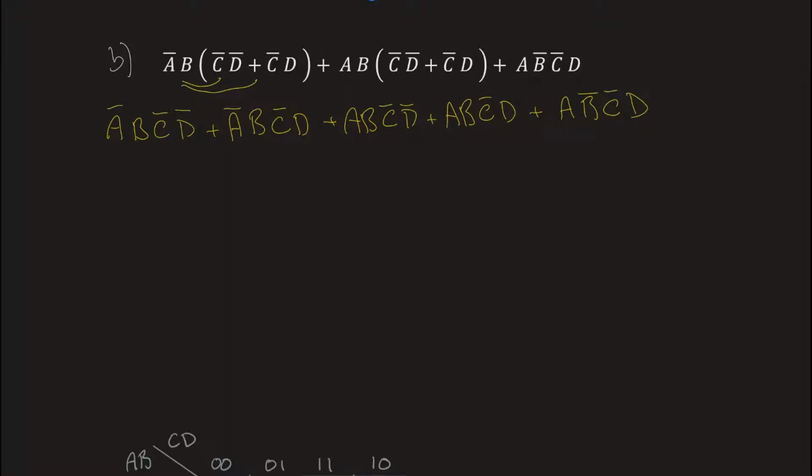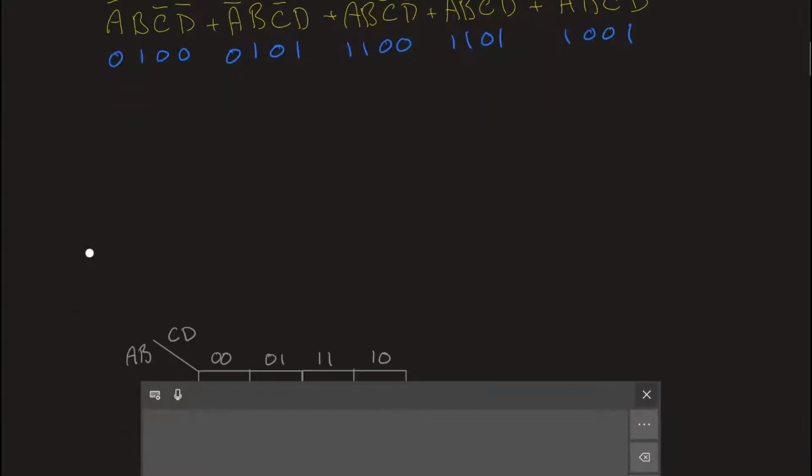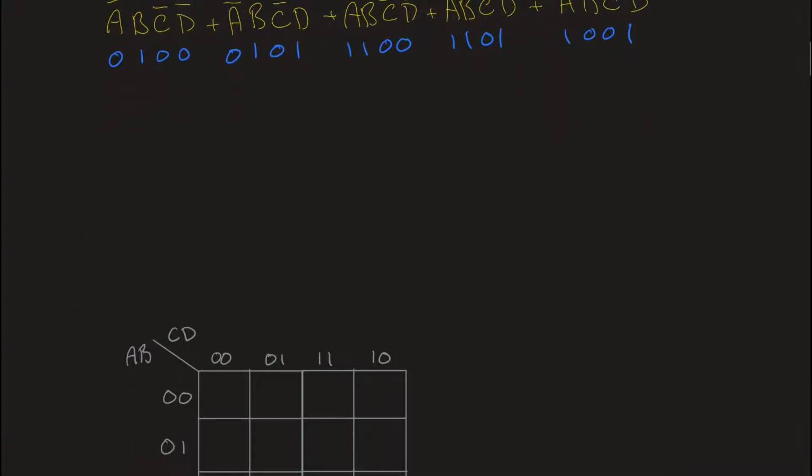Next question, is it in standard form? And it looks like it is, right? All of the terms have all of the letters. So we just need to figure out, where is this thing going to be true? Well, it's going to be true at 0, 1, 0, 0, 0, 1, 0, 1, 1, 1, 0, 0, 1, 1, 0, 1, and 1, 0, 0, 1. Alright, now we just need to fill out the K-map. So let me bring it up. I gave myself more room than I needed in this one.